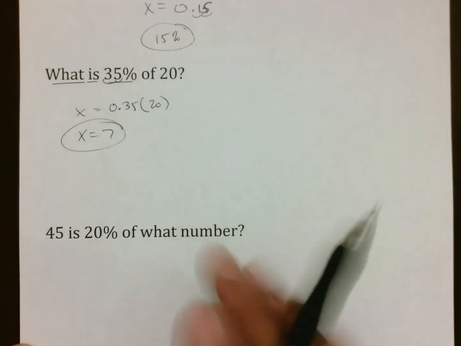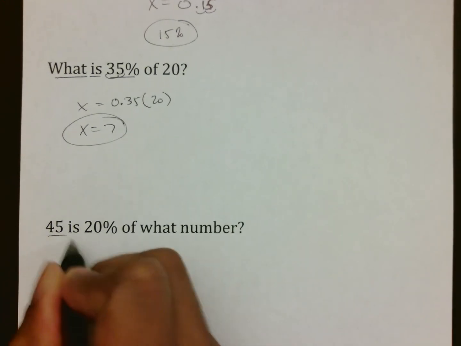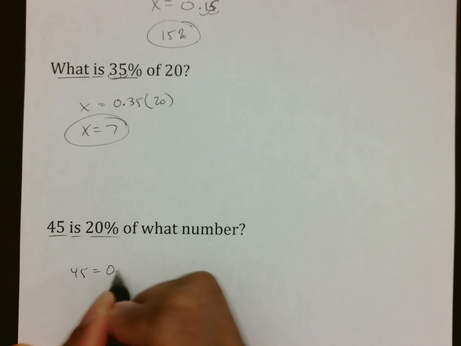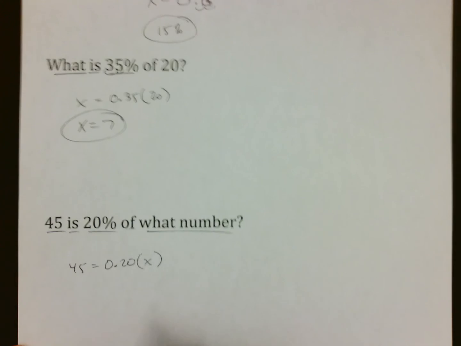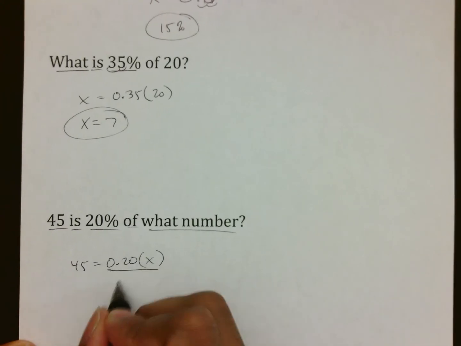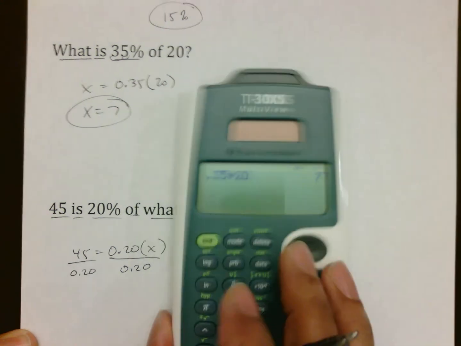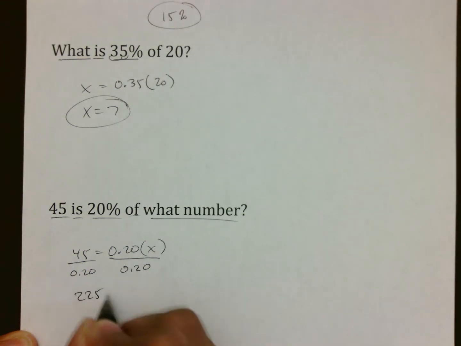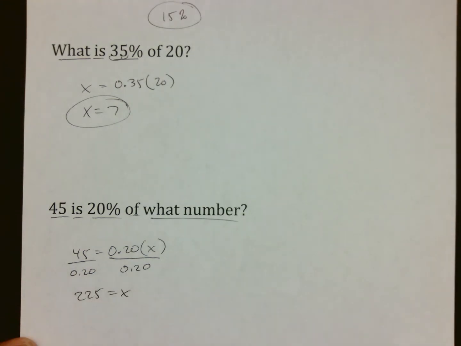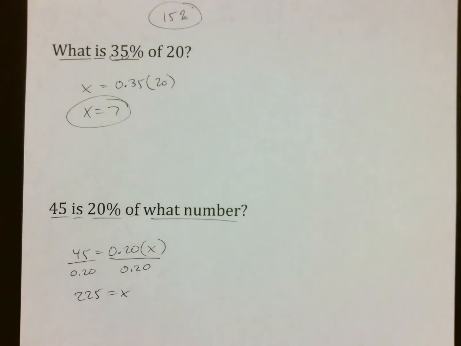And then your last example here: 45 is 20% of what number? Again, 45 is 20%, again 0.20, of, which means times, what number means x. Again, if you want to get x by itself, you must divide by whatever is attached to it, which is your 0.20, and you get the answer of 225 equals x. And again, just to verify that, what is 20% of 225? And you see you get the answer of 45.